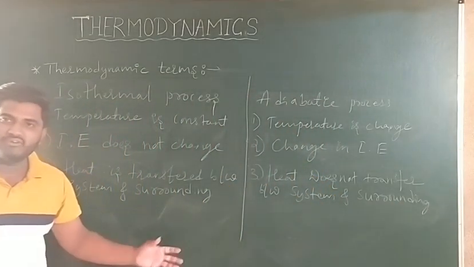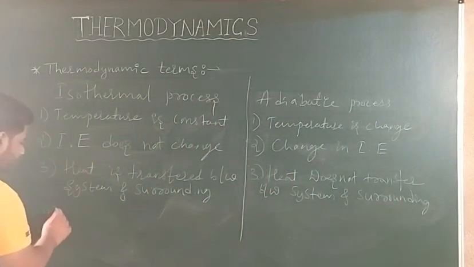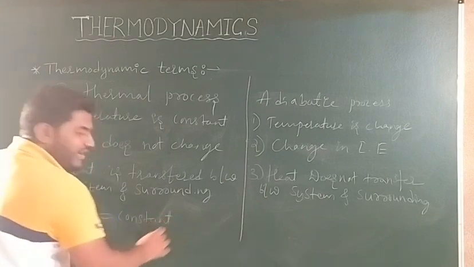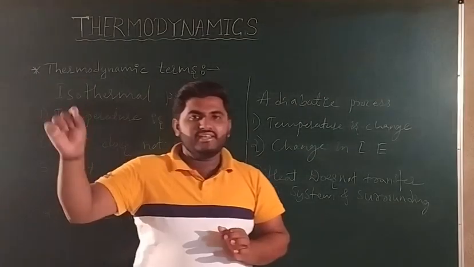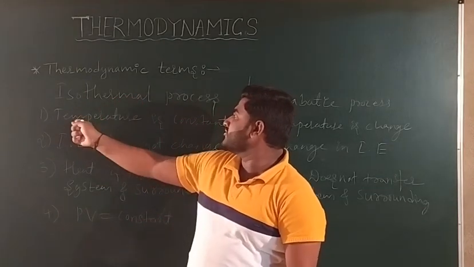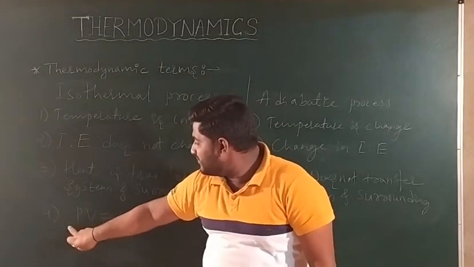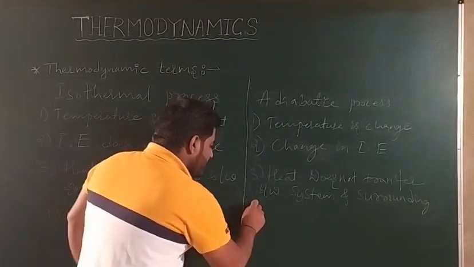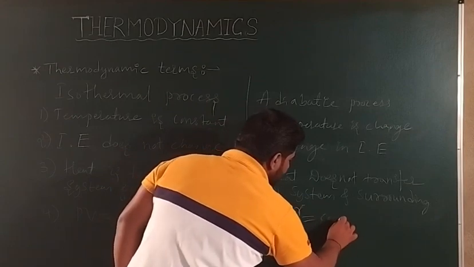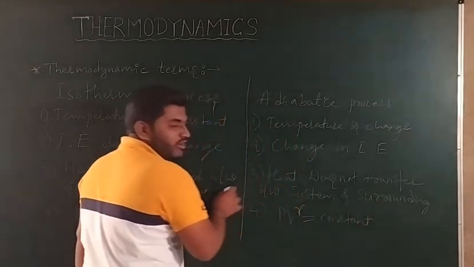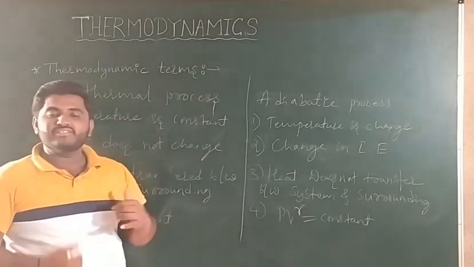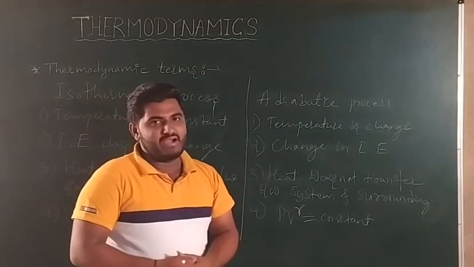So in the previous class we have discussed it already. Here what is constant? PV is constant here. Why? Because you know PV is equal to nRT. n is constant, R is constant, T is also constant, because for an isothermal process temperature is constant. Therefore PV is equal to constant. Here PV raised to gamma is equal to constant. Gamma is constant for any gas. So these are the four differences between isothermal process and adiabatic process.